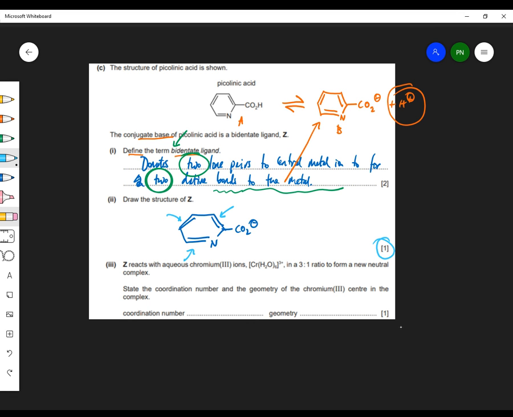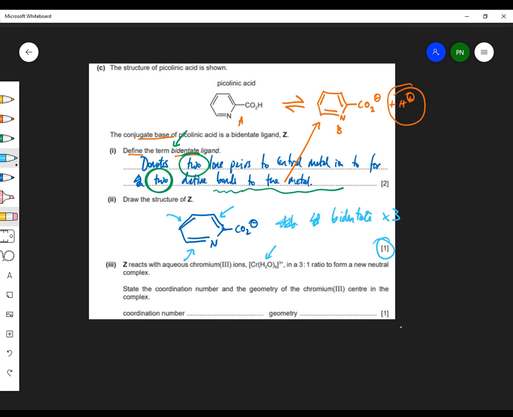All right, so Z reacts with chromium 3 ions in a 3:1 ratio to form a neutral complex. In other words, you know this is bidentate. Whoops, that's not how you spell it. Bidentate. So you're going to need 3 of these, and each one is going to form two dative bonds.